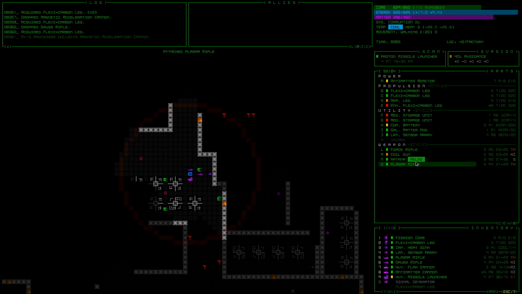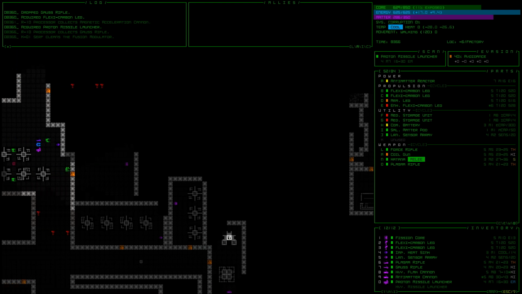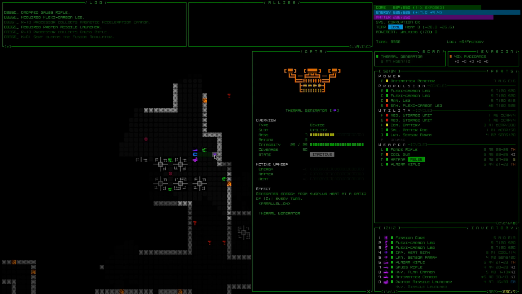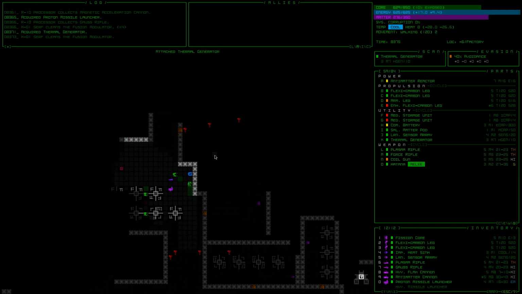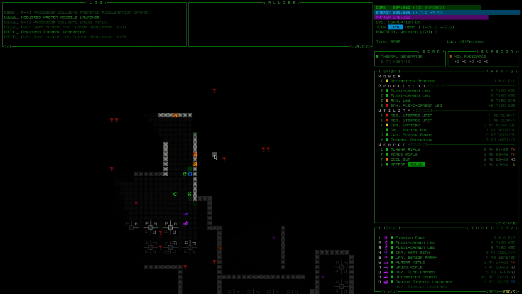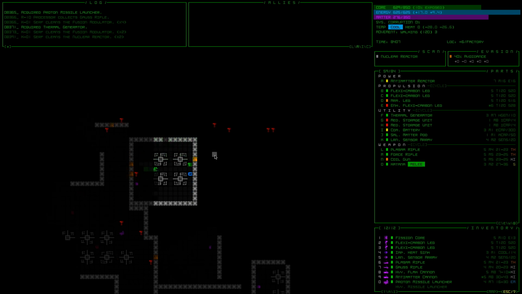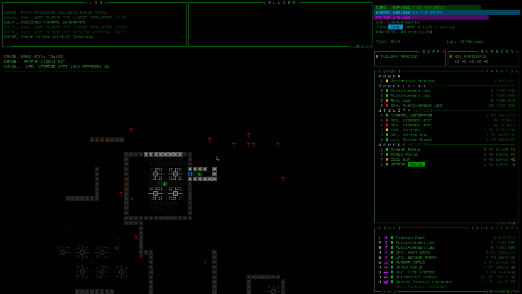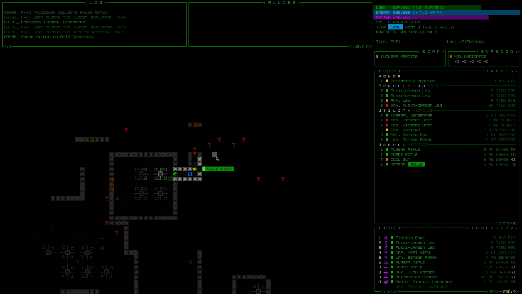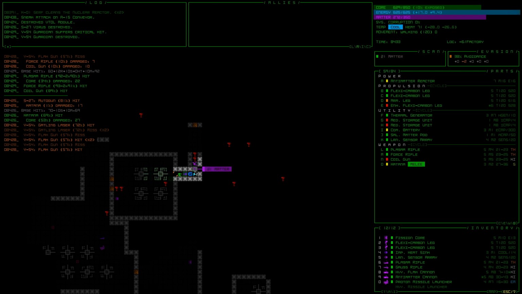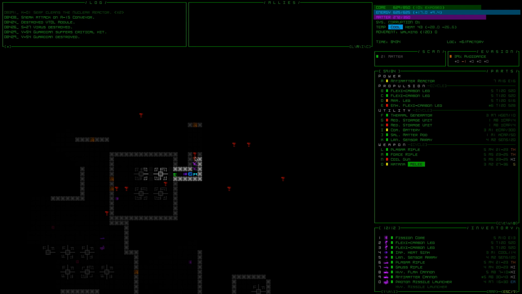But I don't want to... Here, let's do this. That is good. That is good. Okay. And what is this thing? Thermal generator. Generates energy from surplus heat. Okay, we can grab that. Oh, come on. It was less than I thought. I wonder if these are both swarmers, though. Yep.